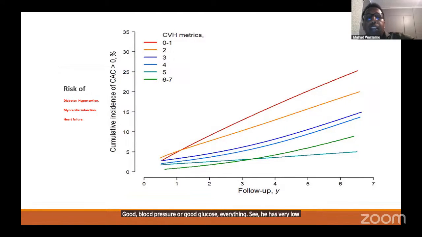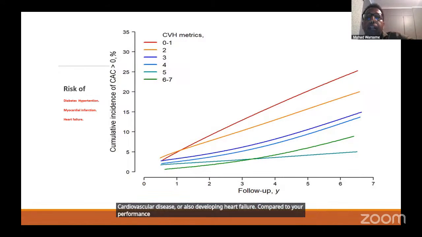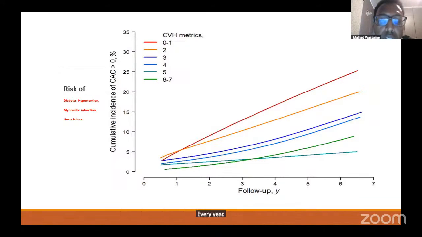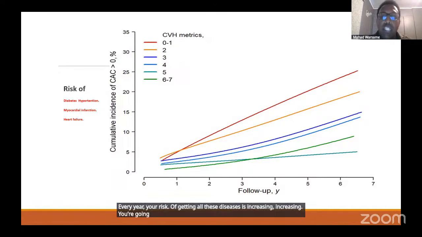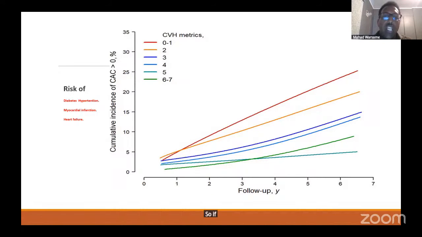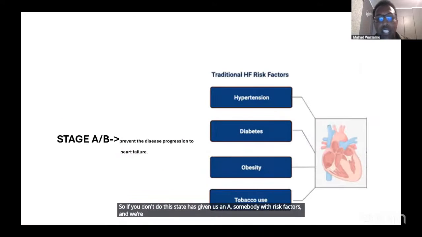of developing cardiovascular disease or also developing heart failure comparatively. See the red line: every year your risk of getting all these diseases is increasing. You are going through different stages. If you don't do this, you enter stage A, somebody with risk factors, and we're going to stage A here.